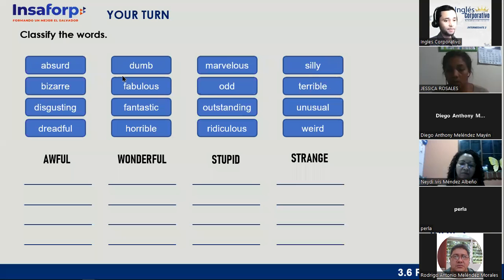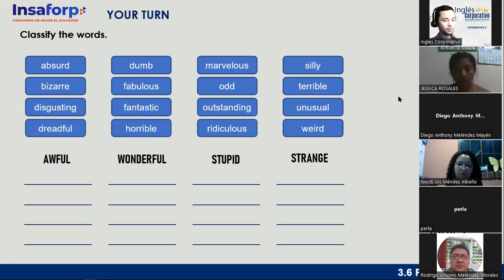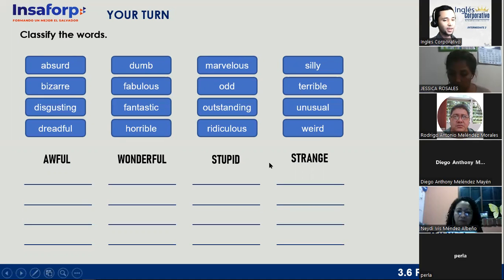So everybody, we're going to start with the word absurd. Which category would you classify absurd in? Participants, please. Is it awful? Is it a synonym to wonderful? Is it a synonym to stupid? Or is it a synonym to strange? What do you think? Volunteer, please. Okay, Rodrigo: maybe stupid. Let's see. That is correct. Absurd is a synonym to stupid. It's very close in meaning. Thank you.